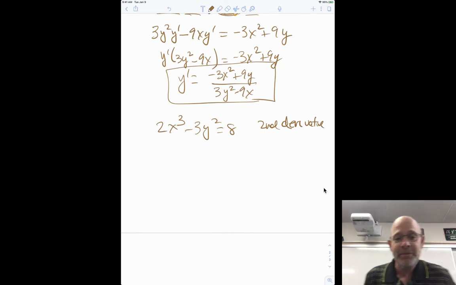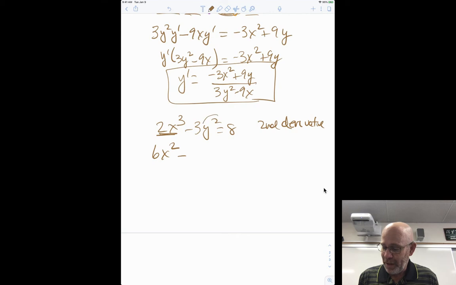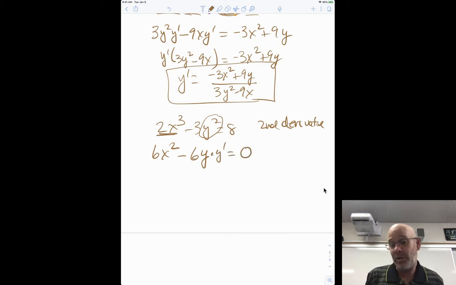So this, remember, anything with just an x, no problem, normal, 6x squared, right? Minus, now, this is a power rule, but it's also a chain rule because remember that y is some function of x. We're going to drop that power. It's going to be 6y to the first. And then I now need to apply the chain rule, which gives me this y prime. And be careful here, the derivative of 8 is 0. A lot of times people leave that 8 there.